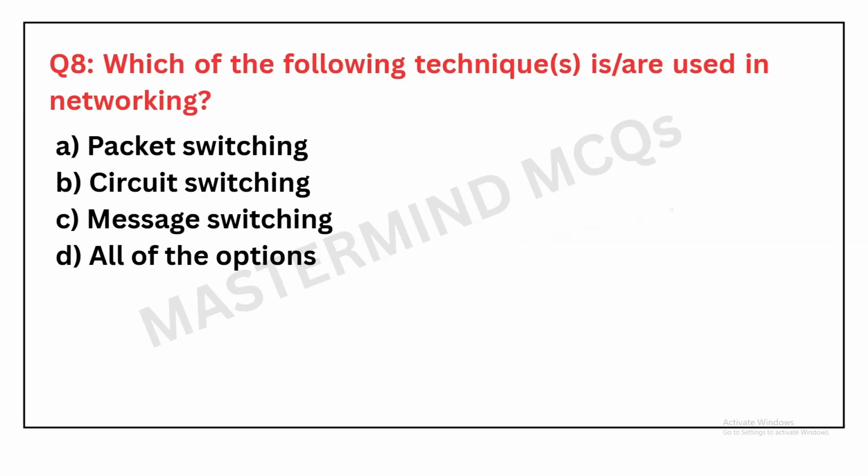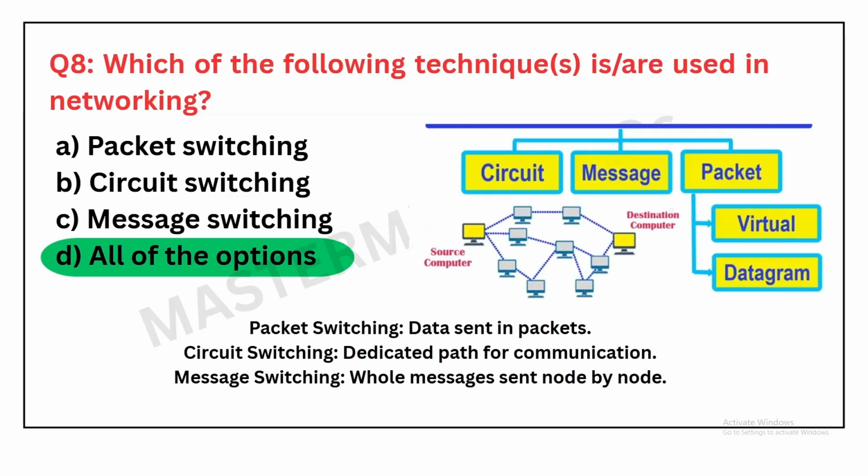Question number 8. Which of the following techniques are used in networking? Option A, packet switching. Option B, circuit switching. Option C, message switching. Option D, all of the above options. The right answer is option D, all of the options.